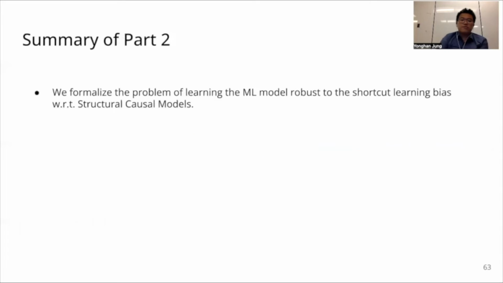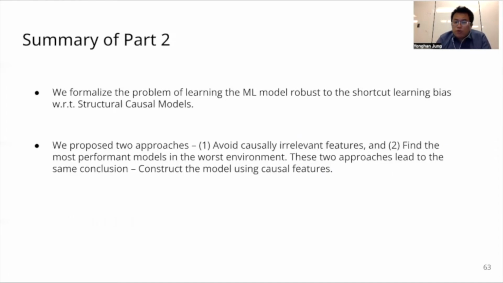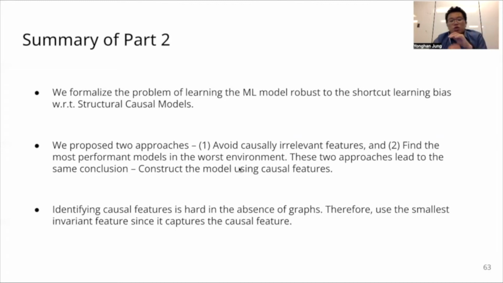So here is the summary. We formalized the problem of learning a machine learning model robust to shortcut learning bias with a structural causal model. And we proposed two approaches which have the same conclusion: construct a model with causal features. Finally, we discussed how to use the causal invariance property to identify causal features. So thank you very much for listening.